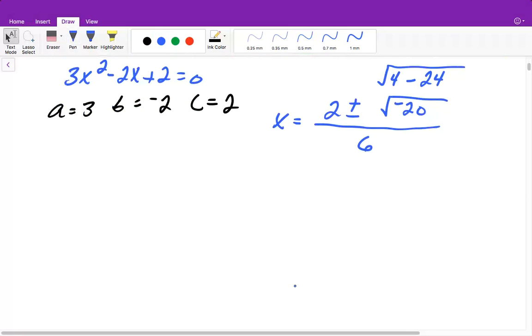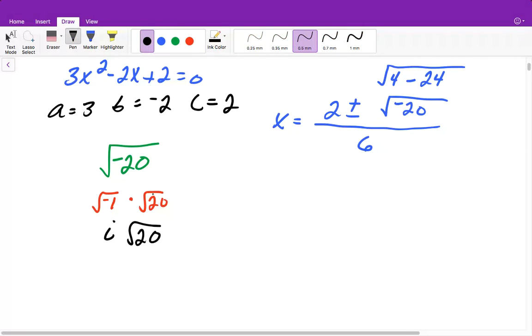Right. Then our last step is we will have to reduce the square root of negative 20. So first off, I can make this positive because I know that this is the square root of negative 1 times the square root of 20. And the square root of negative 1 I know is equal to i. Then I need to simplify the square root of 20. Well, 20 can be multiplied by 4 and 5. I know the square root of 4 is 2, so I can take that out, and this 5 will remain inside the square root.